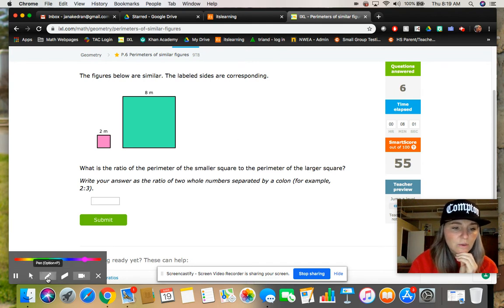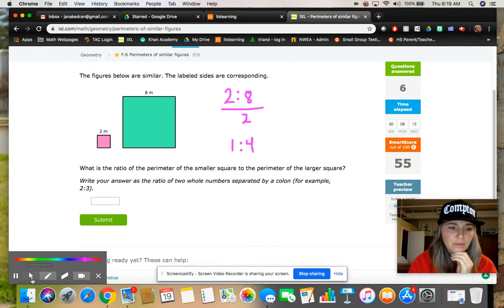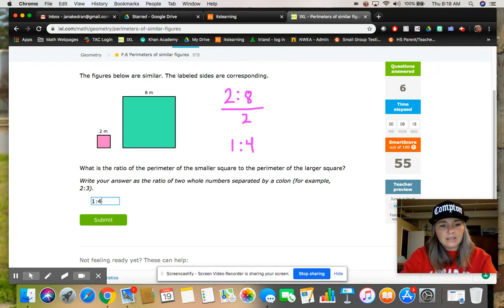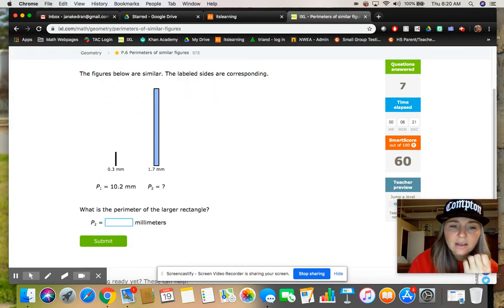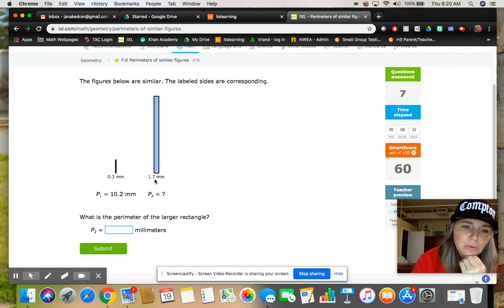2 is to 8. Well, 2 and 8 are both divisible by 2. And so I can just divide it by 2, and it becomes 2 divided by 2 is 1, 8 divided by 2 is 4. And so this just becomes 1 is to 4. And it is this easy pretty much the whole time. So you see this is one where I actually have to set up a proportion. This teeny tiny little rectangle here: 0.3 is to 1.7 as 10.2 is to X or P or whatever you want to call it. Solve it, cross multiply, simple.